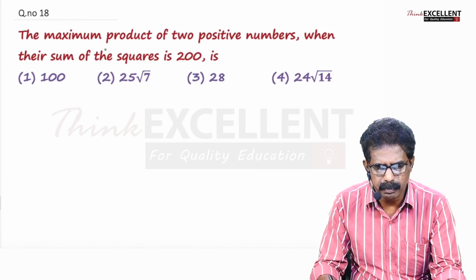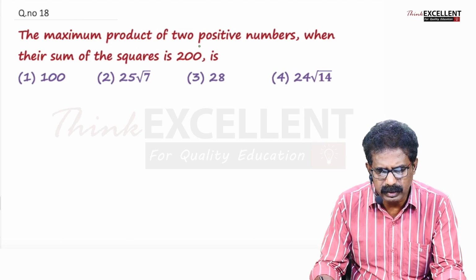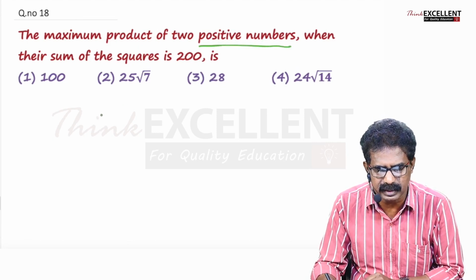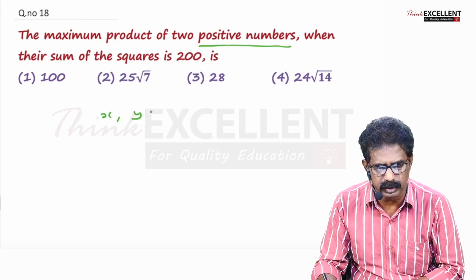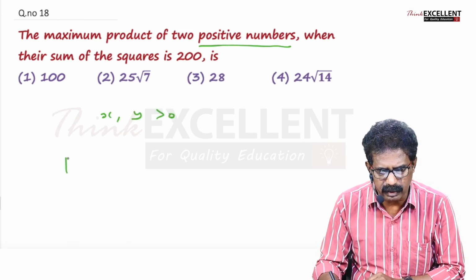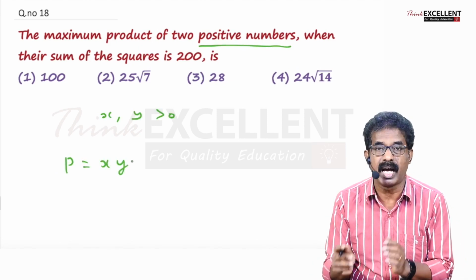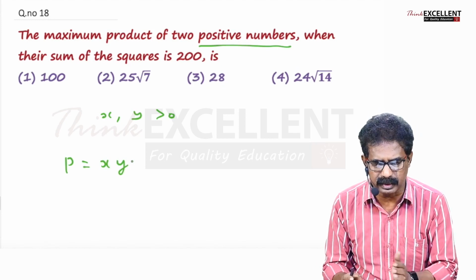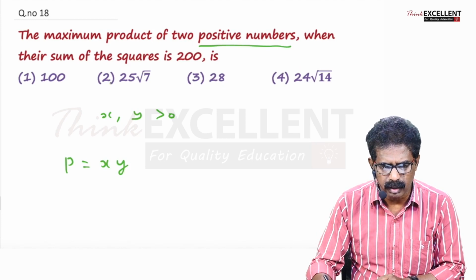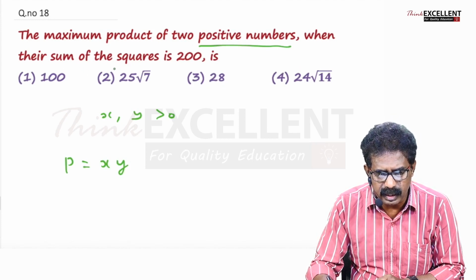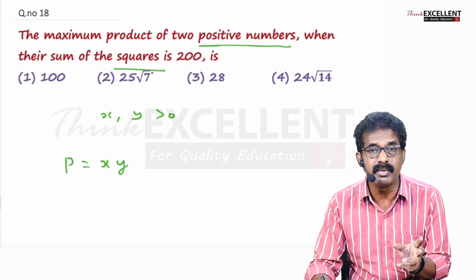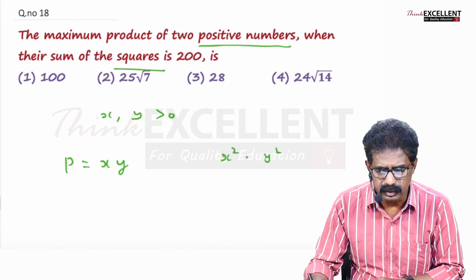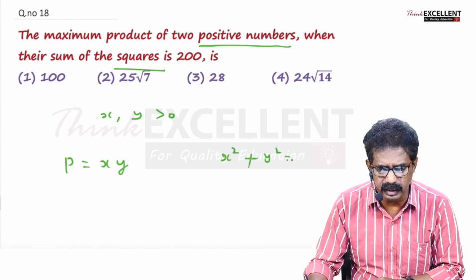The maximum product of two positive numbers. I am taking the positive numbers as x and y. Both are positive. Maximum product is x into y. We have to maximize this product. But P is a function of two variables here, x and y, so convert it to a single variable. The sum of the squares is 200.